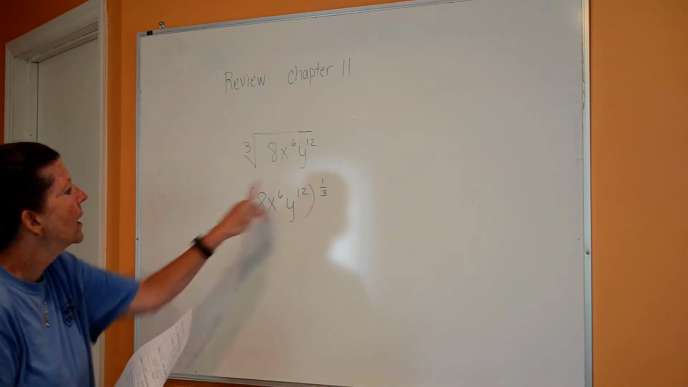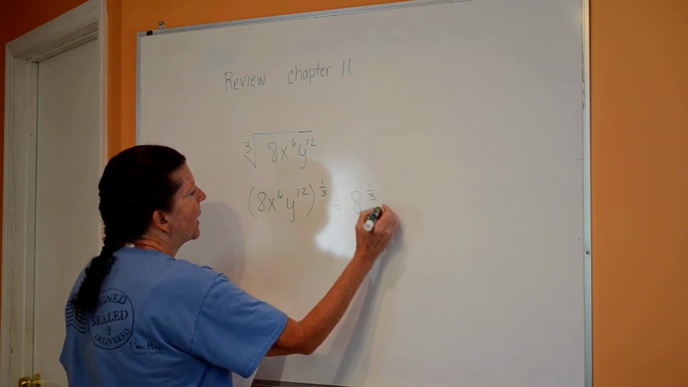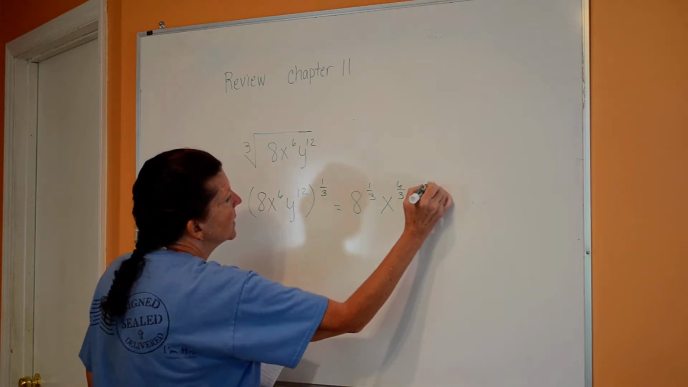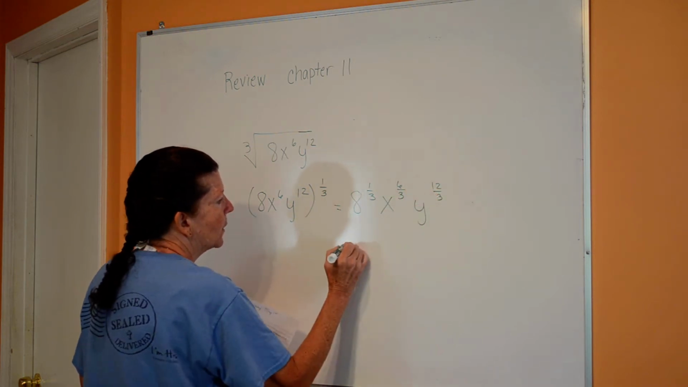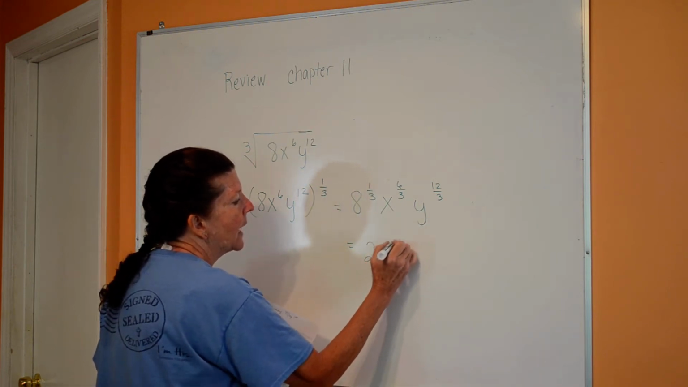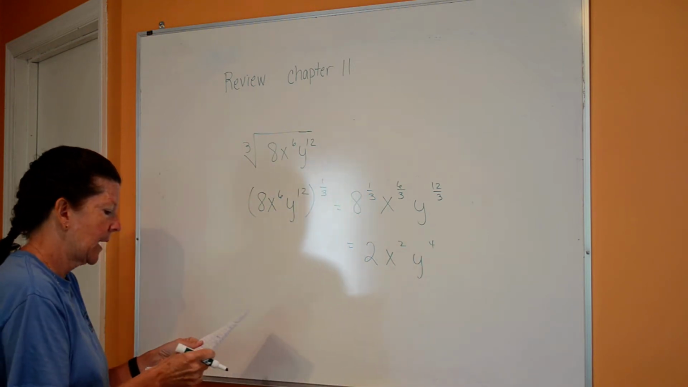Then I have to apply the 1/3 onto each thing. So I have 8 to the 1/3 power, x to the 6/3 power, y to the 12/3 power. The cube root of 8 is 2. That would be x squared, and this one would be y to the 4th, okay?